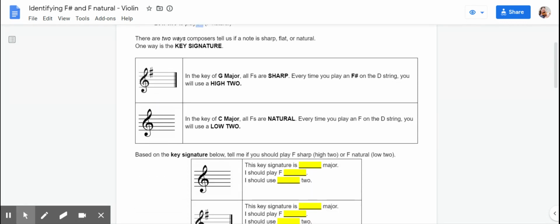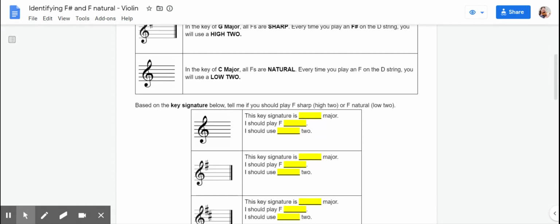So when you look at a piece, the first thing that we want to check out is the key signature right here. If we have an F sharp, then that's going to tell us that we need to play a high two on the D string. But if you look at this second example, there are no sharps and no flats here, which means that we're in the key of C major and all Fs will be natural. So anytime you play something that doesn't have an F sharp in the key signature, you're going to want to make sure that you use a low two F natural.